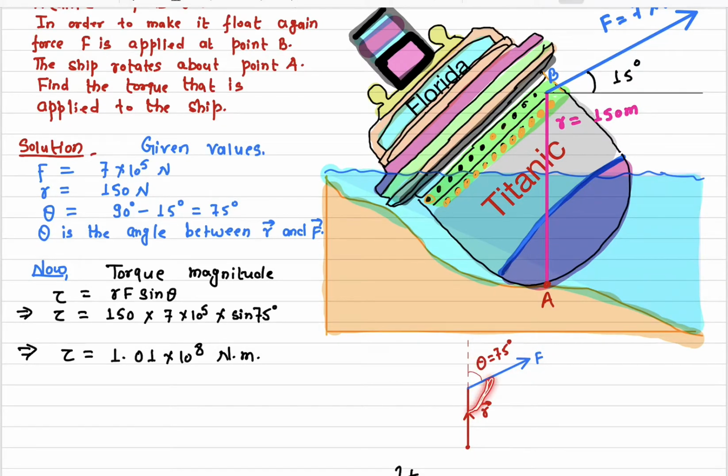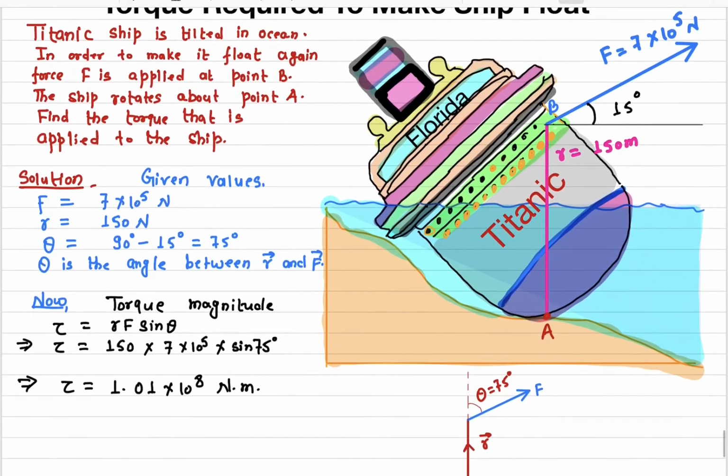You can also use this other angle, which will be 105 degrees. Either is fine just to get the magnitude. So the angle between the R vector and the force vector is 90 minus 15 degrees, which would be 75 degrees. Now it's fairly simple to calculate the torque magnitude.